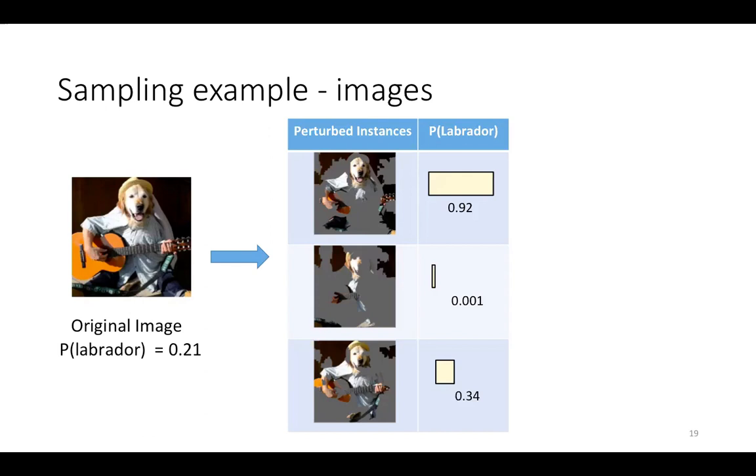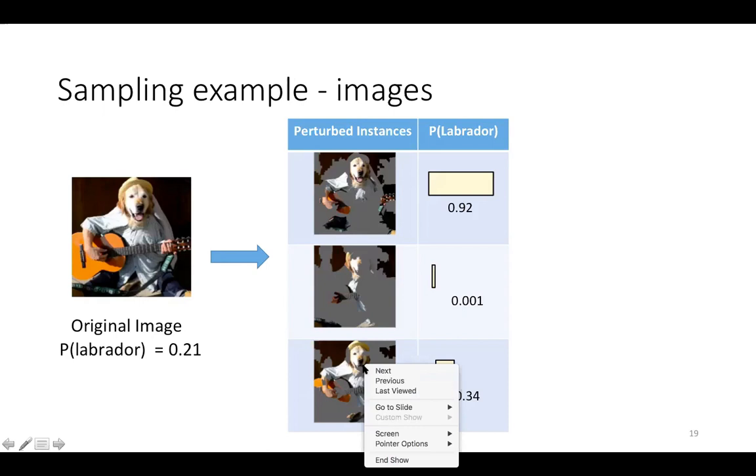So you see, the picture actually is, I mean, I don't know what you feel, the picture is as much of a Labrador as also of a guitar. And there is a large part of the guitar that comes into this particular sampling. Okay? And therefore, the confidence in the Labrador has actually reduced.